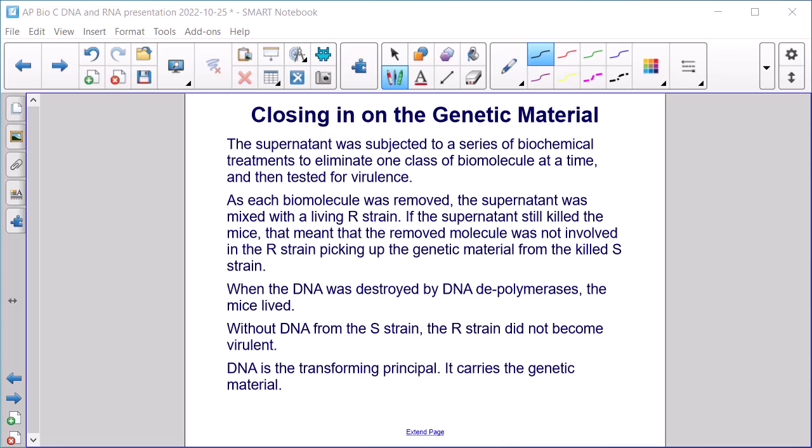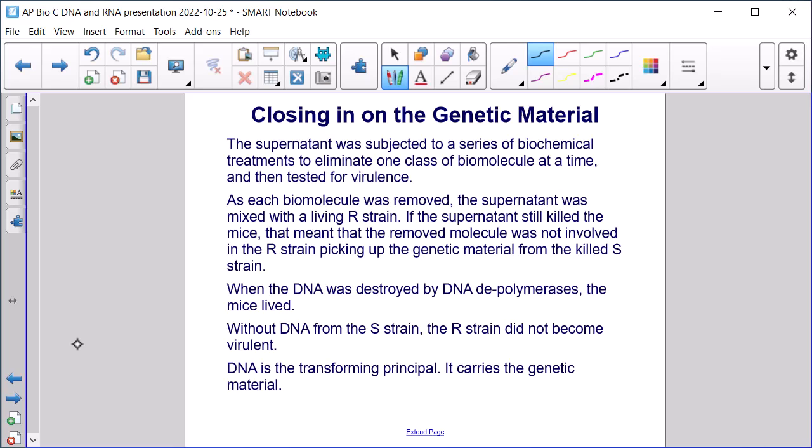The supernatant was subjected to a series of biochemical treatments to eliminate one class of biomolecule at a time, and then treated for virulence. So first we remove lipids. As each biomolecule was removed, like the lipids, the supernatant was mixed with a living R strain. If the supernatant still killed the mice, as would be the case in the lipids, that meant that the removed molecule was not involved in the R strain picking up the genetic material from the killed S strain.